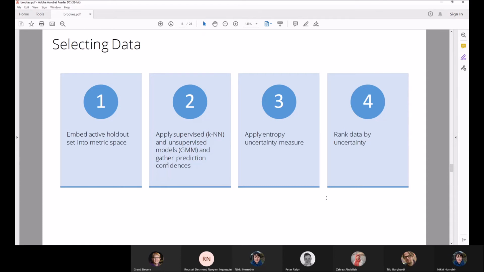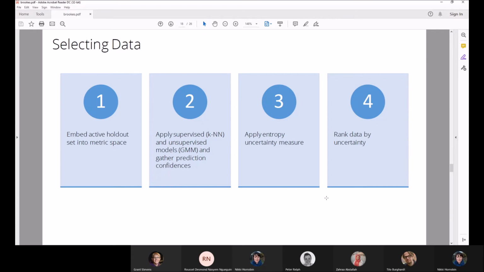Well, the first thing that we do is project the active holdout set into the metric space. We then apply two different models to those embeddings. The first one is a supervised approach, just using our k-nearest neighbor, and the second one is an unsupervised approach, using a Gaussian mixture model. So we apply those models to the embeddings to generate prediction confidences.